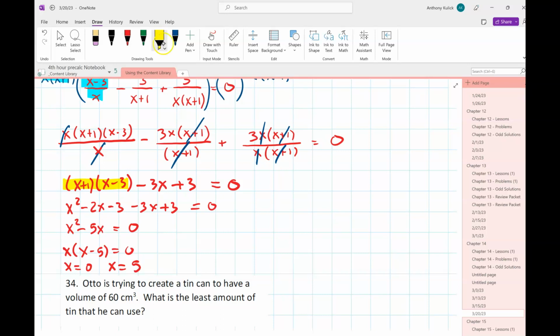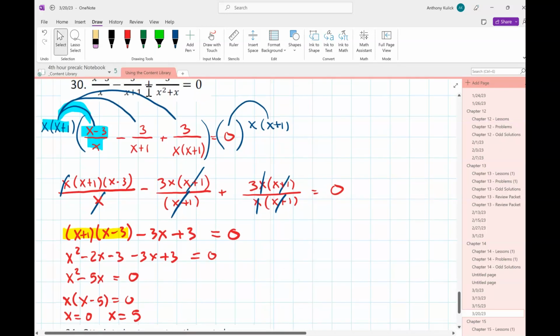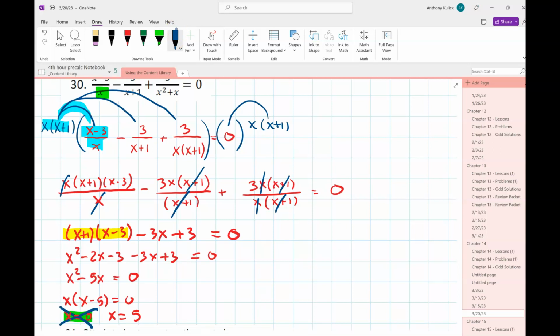What do I still have to do? Great. So when I plug them back in, does 0 work? It gives me a 0 denominator, correct? Is that good or bad? That's bad. Okay, so even though I got two solutions, that's one too many.